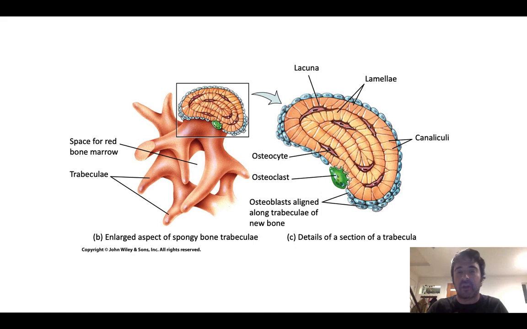Vitamin C functions as a coenzyme in the synthesis of collagen, and we need those calcium salts and those collagen fibers to make bone hard and flexible.